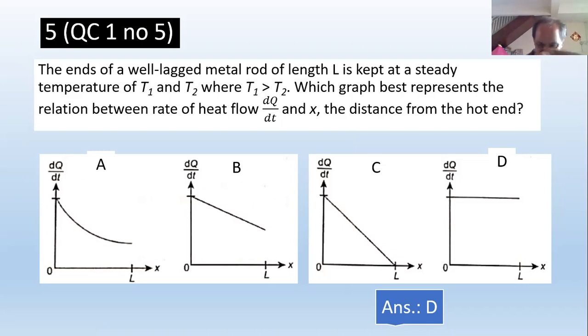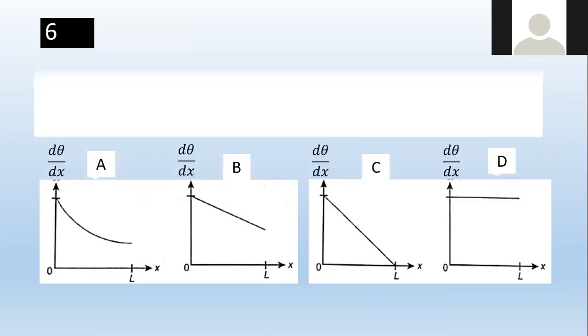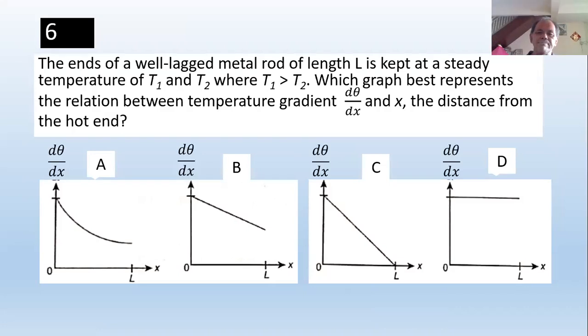This is from your textbook. The ends of the well-lagged metal rod, same. This one you want to look at d theta/dx against x. So d theta/dx is constant. Temperature gradient is constant. If it's temperature, then the temperature decreases like that. But you're looking at d theta/dx, and that one is constant.